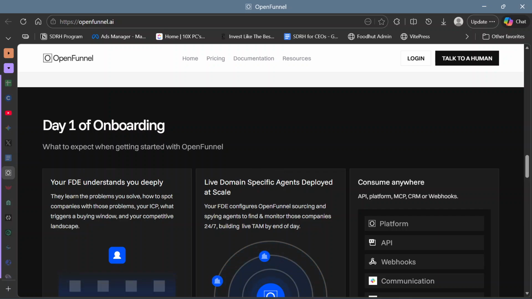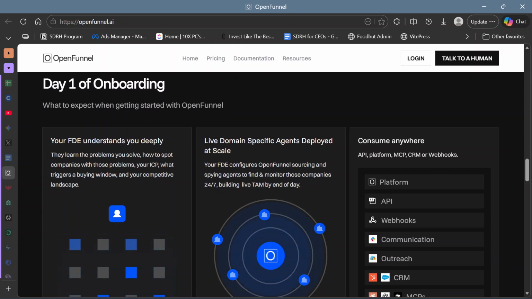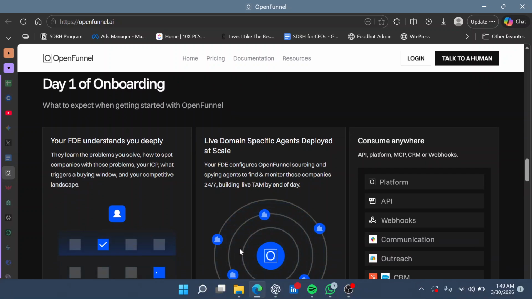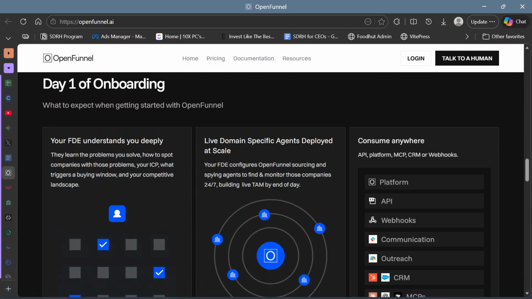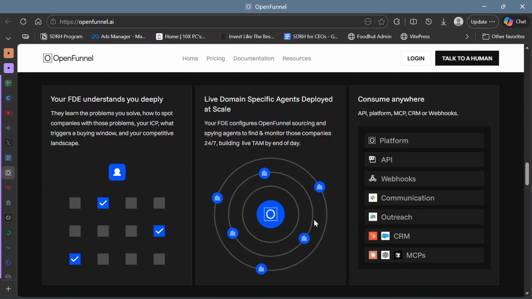Let's keep going. So how does this work in practice? One, onboarding, your FDE understands you deeply. They learn the problems you solve, how to spot companies with those problems, your ICP, what triggers the buying window, and your competitive landscape. Two, live domain specific agents deployed at scale. Your FDE configures OpenFunnel sourcing and signal agents to find and monitor those companies 24/7, building your live TAM by end of day. Okay, so you kind of deploy models or agents into the web.